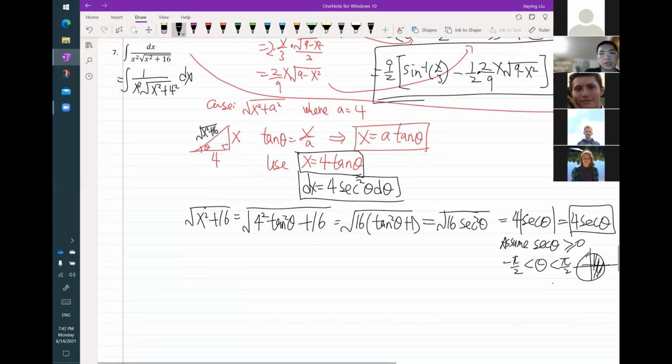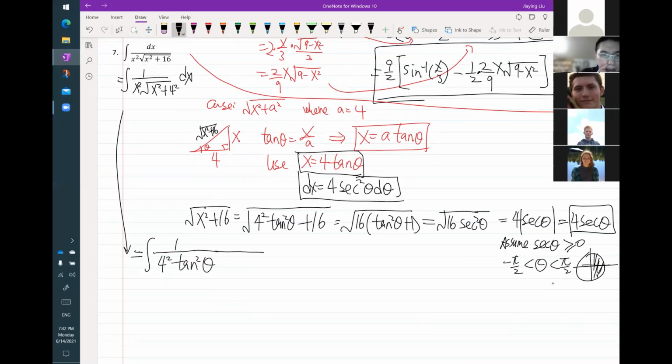Now we're going to go to the integral we had earlier. So we had in the beginning, that becomes integrating 1 over x squared. So that's 4 squared tangent squared theta. That's x squared. And then we had a square root of x squared plus 4 squared. That's 4 secant theta. And the dx, which is 4 secant squared theta d theta.